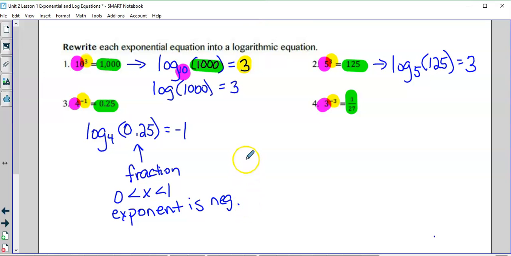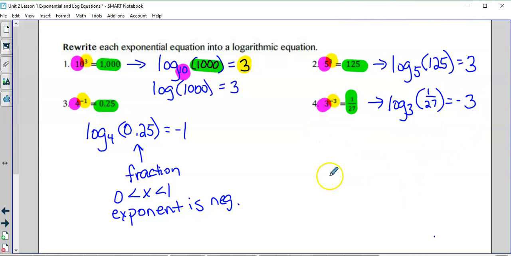Okay. All right, and then the last one. We don't want to write equals. We're changing it to log form. I'm not going to write equals. This one would be log base 3, and then 1/27th, and then that would be a negative 3.